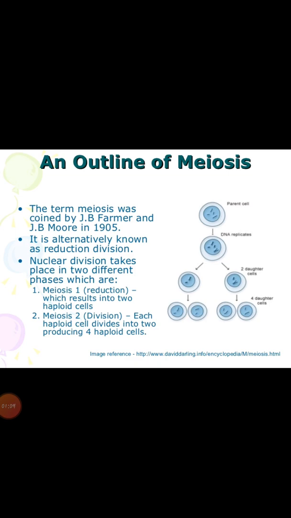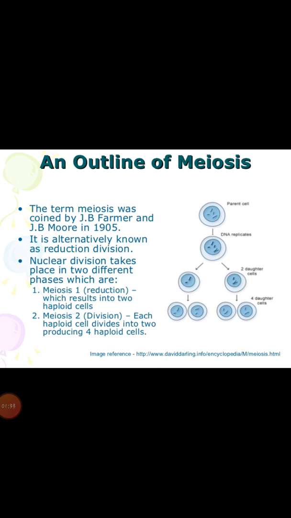We'll see the definition of meiosis. Meiosis is the characteristic division of reproductive cells in which the chromosomes duplicate only once but the cell divides twice. So the parent cell produces four daughter cells, each having half the number of chromosomes and amount of DNA present in the parent cell. Hence meiosis is also called reduction division.